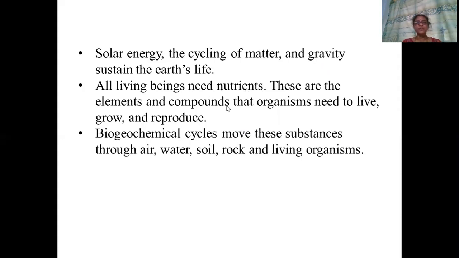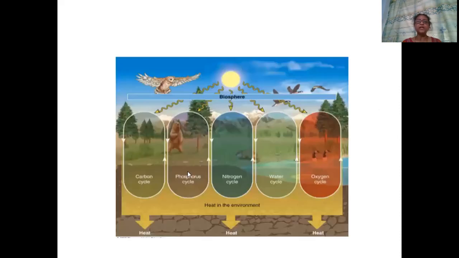All living beings, whether a plant or an animal, need nutrients. What are these nutrients? These are very, very essential for the organism to live, to grow, and to reproduce. These are nothing but the elements and compounds that the organisms need. Biogeochemical cycles move these substances through air, water, soil, rock, and living organisms. That's why they are called cycles, because it goes on and on circulating in these four components: the atmosphere, hydrosphere, lithosphere, and biosphere. The diagrammatic representation will show you how it is done.